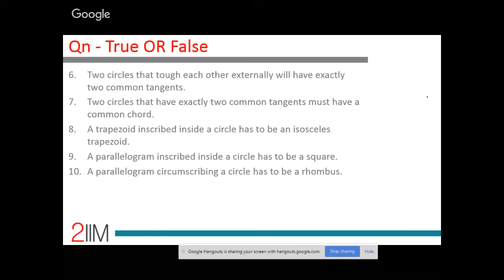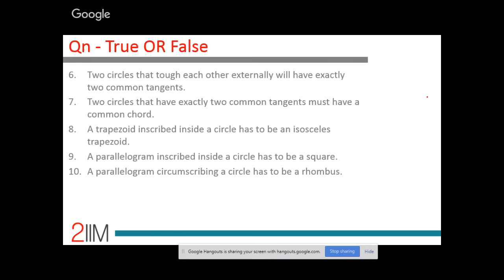A trapezoid inscribed inside a circle has to be an isosceles trapezoid. True. In a trapezium, opposite sides are parallel, so the two bottom angles and a top angle will be supplementary. In a cyclic quadrilateral, opposite angles are supplementary. So the two top angles should be equal, the two base angles should be equal, ergo an isosceles trapezoid.